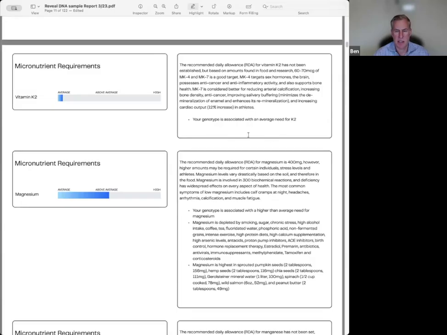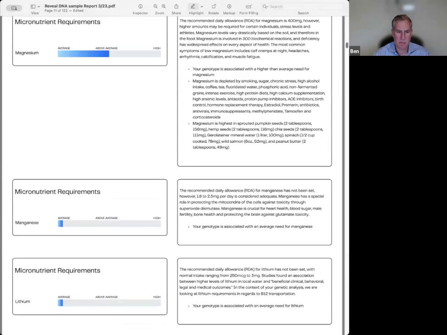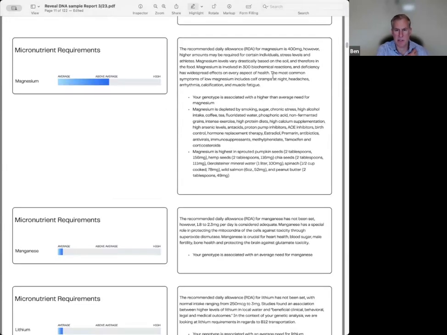This person has an average need. Had they had an above average or high need, we'd have a whole list of the foods we want them to be consuming, or again, supplementing. Magnesium, another mineral. We've been vitamin heavy so far. Now we're looking at some more minerals.